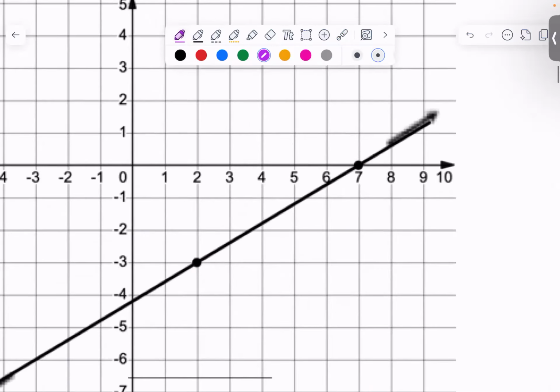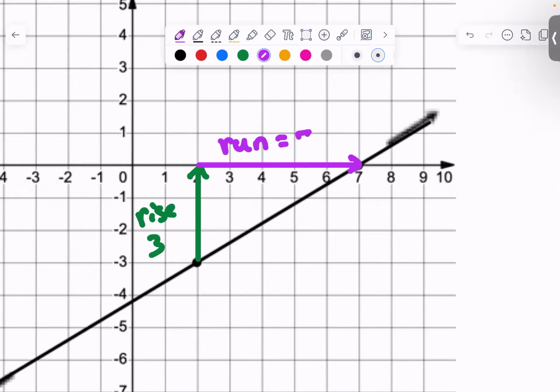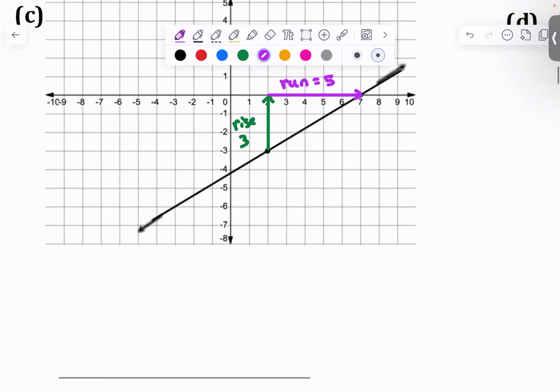The convention is to go from left to right. It's how we read. And if that's the case, we'd go up 1, 2, 3. So a rise of 3, and then 1, 2, 3, 4, 5. A run of 5. So the slope is m equals a positive rise of 3 over a positive run of 5.